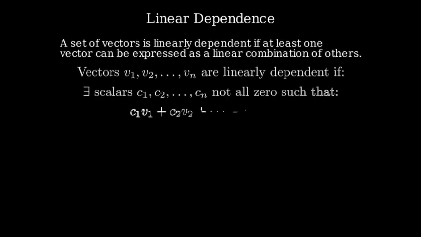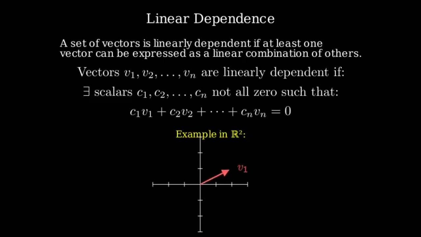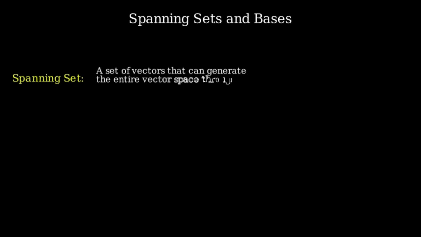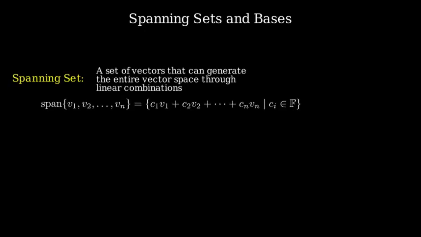A spanning set is a collection of vectors whose linear combinations can generate the entire vector space. A basis is a linearly independent spanning set. This means it's both minimal, removing any vector would make it not span, and maximal, adding any vector would make it linearly dependent. In a basis, every vector in the space has a unique representation. The standard basis in R^2 consists of the unit vectors e1 and e2.